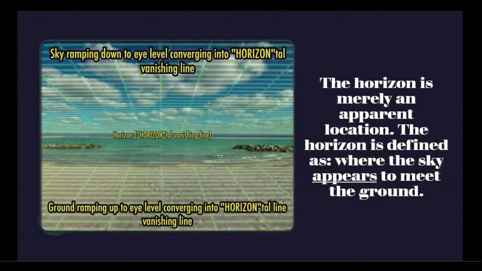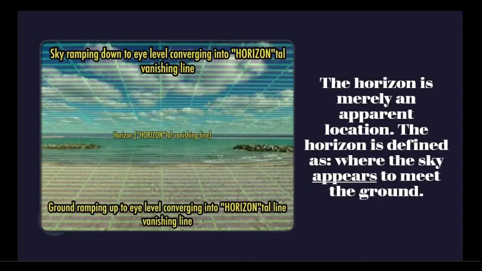Look, if you look at the end of a long hallway, you'll see, of course, that it looks like the ceiling and the ground are converging towards each other. They're not. It's just the way perspective works. And so the sky ramps down to the eye level, converging into the horizontal vanishing line, or the horizon. And that's, of course, where you get the word horizontal from, is from horizon. And then the ground's ramping up to eye level, converging into the horizontal vanishing line.